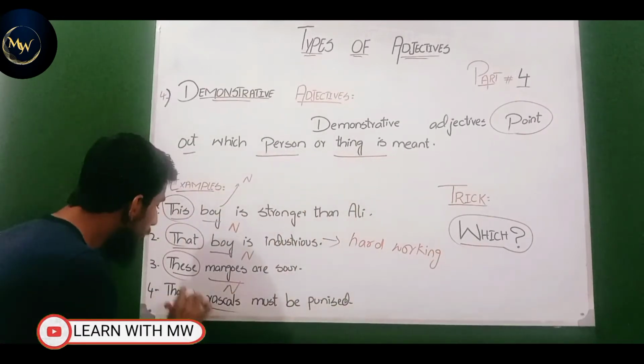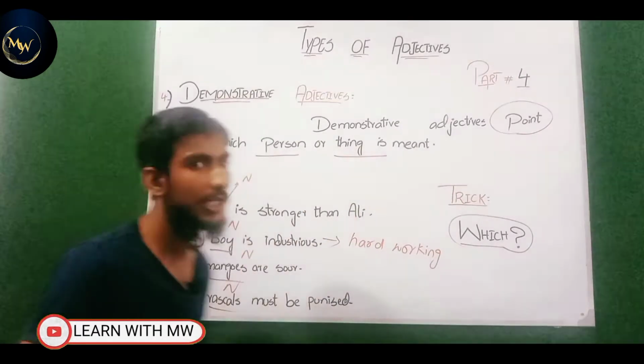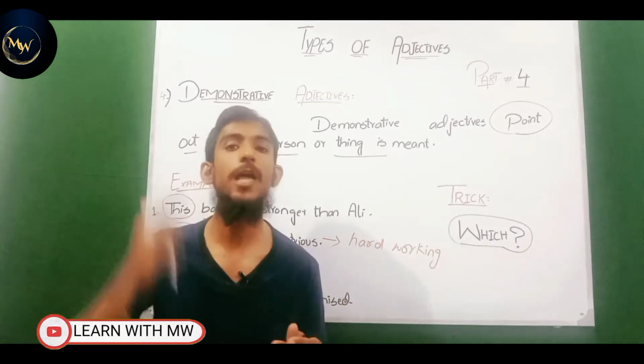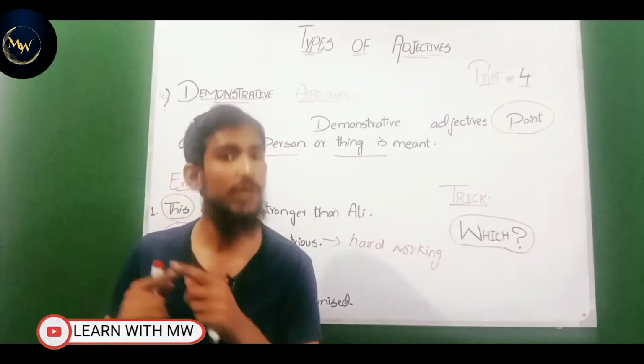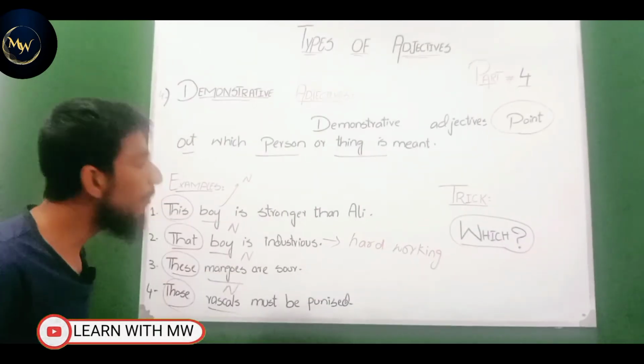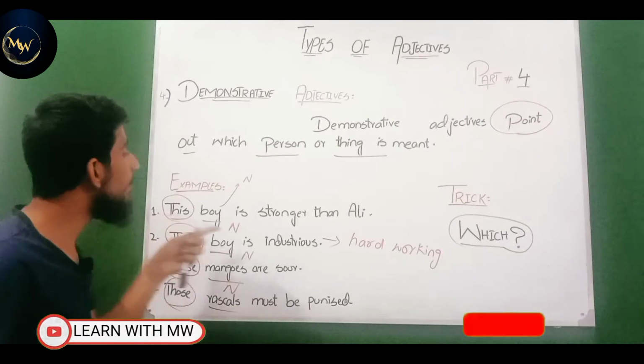That's why "those" is also a demonstrative adjective. So viewers, what have we learned? We have learned that demonstrative adjectives basically point out the person or thing which is meant, and they always answer the question "which?" And through these examples we learn that this boy is stronger than Ellie.